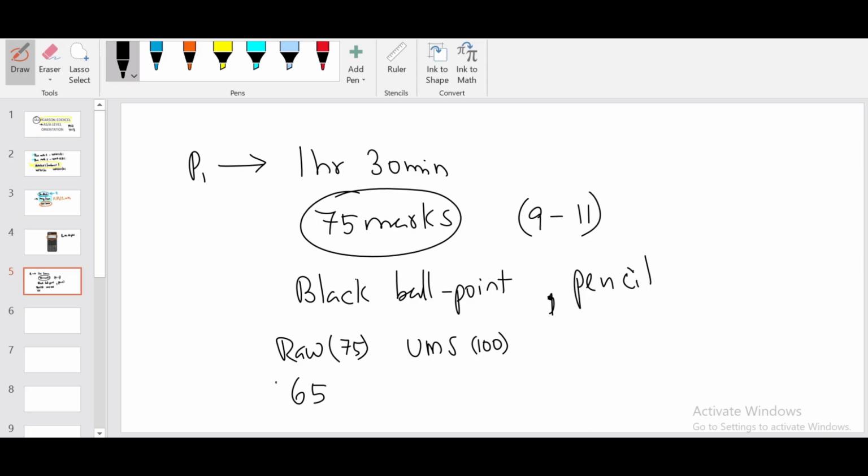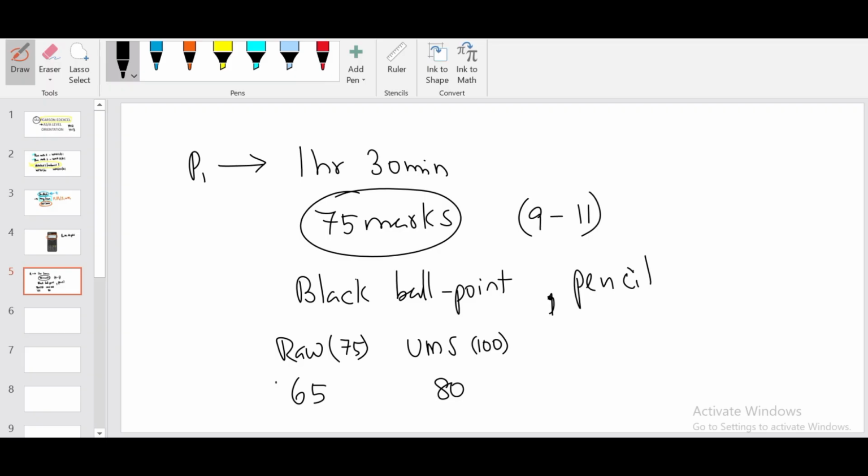After the result publication, they will release the grade thresholds, where you can see how to convert your mark to UMS. So for 65, let's say you will get 80 out of 100 or something like that. It's not a mathematical calculation where you put a ratio and convert. They have a separate calculation actually. They will release that after the result. So you will get your raw score and UMS score.